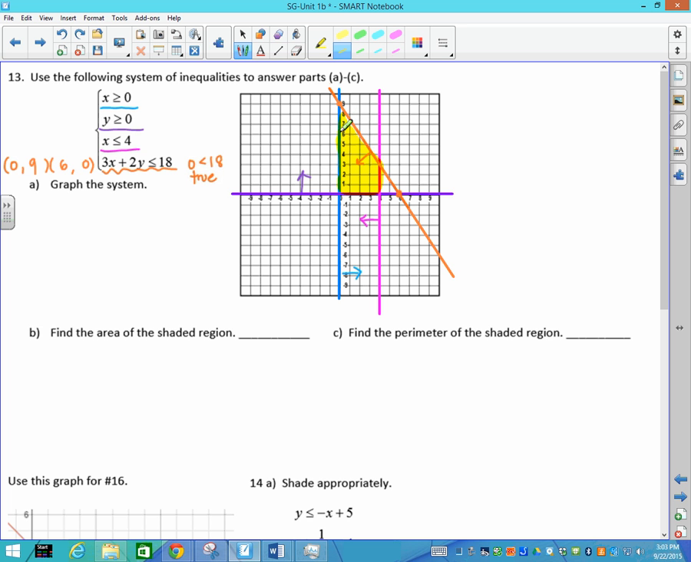And that one's a little bit tinier. So that is my shaded region right there. A little sloppy, but it's hard to do with the mouse. Okay, so I've graphed the system, and now I have to find the region.